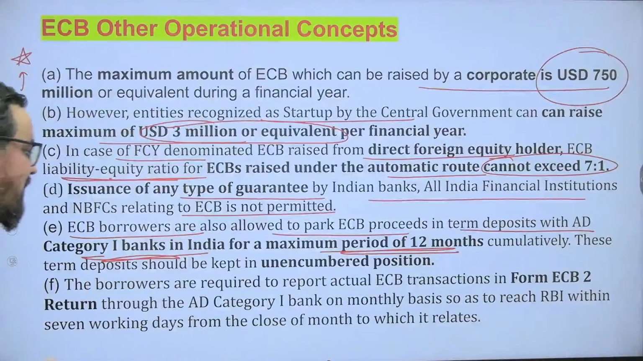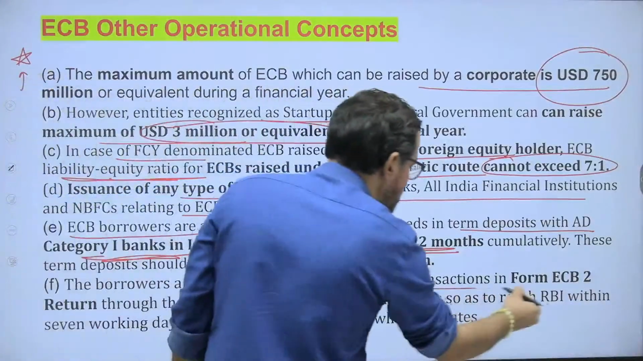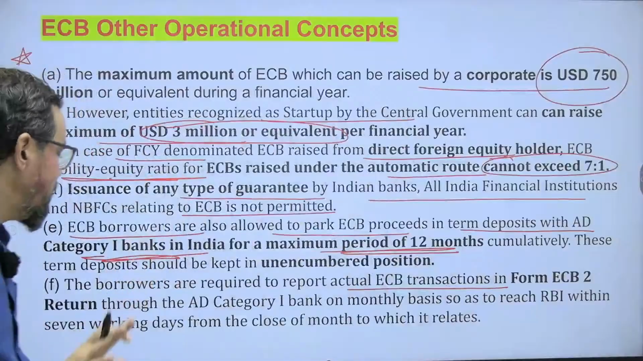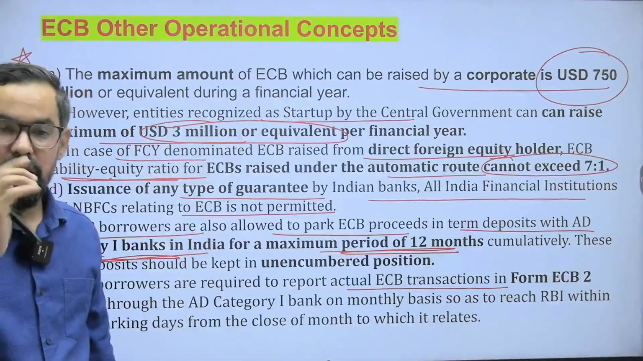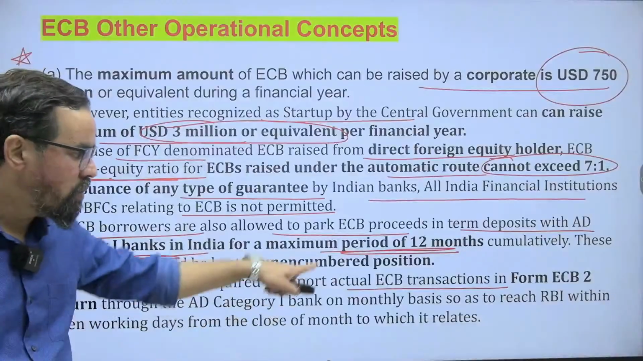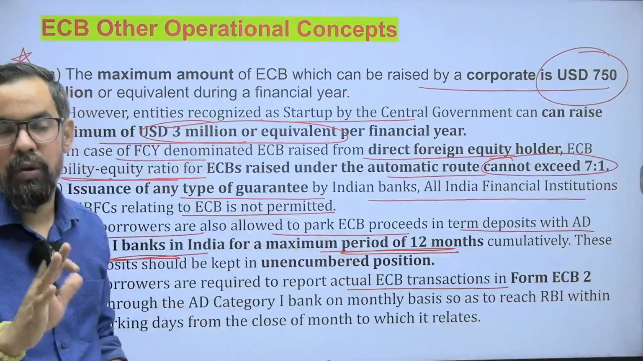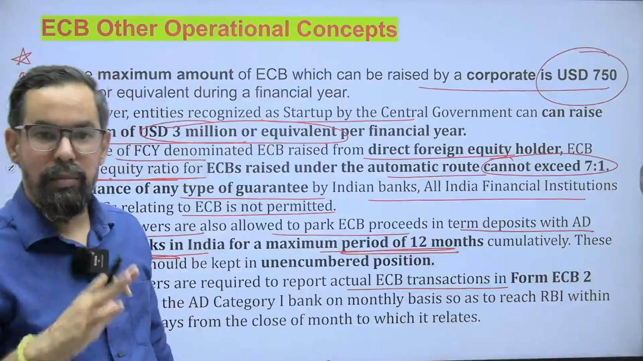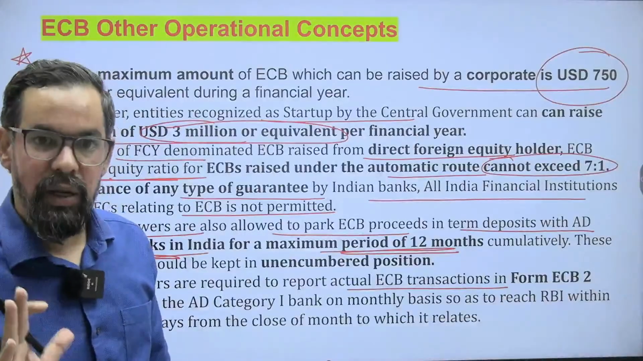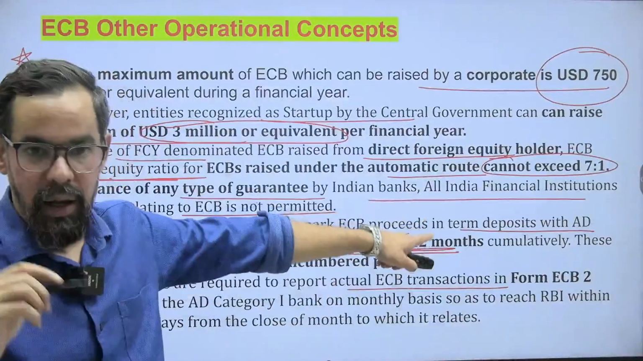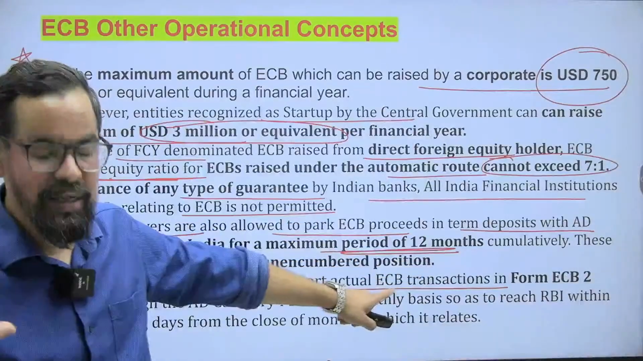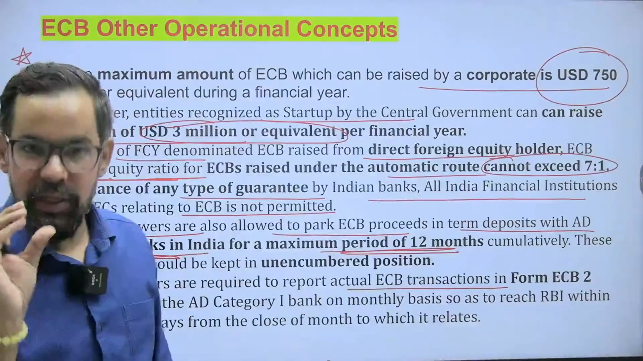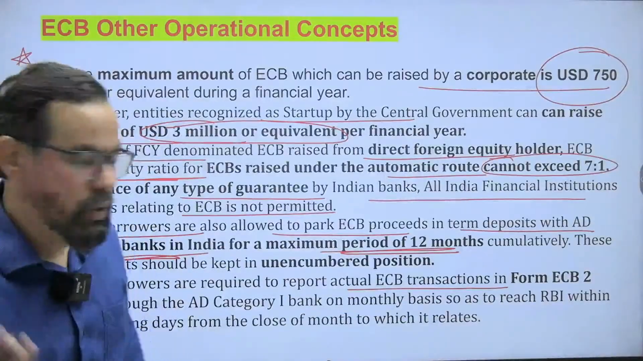The borrowers are required to report actual ECB transactions in form ECB2. At the time while you apply for the ECB, it is form ECB, and form ECB2 reports the actual amount. Let's say we issue for 10 million and we raise 10 million. Again, you have to fill the form ECB2 with the authorized dealer category 1 bank, and you have to mention the same amount. If it is less or more, also you have to report that.